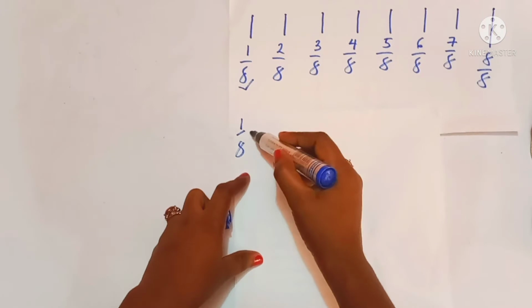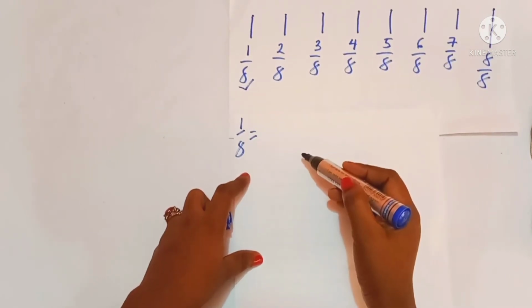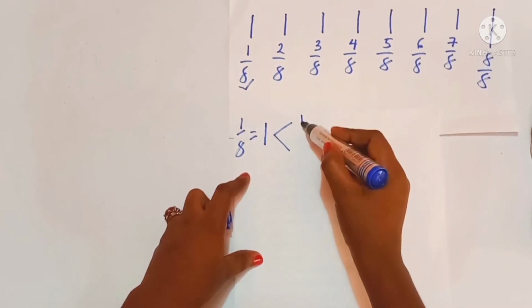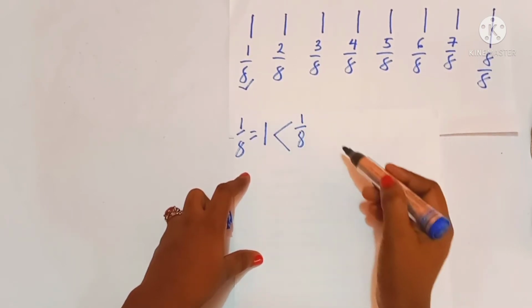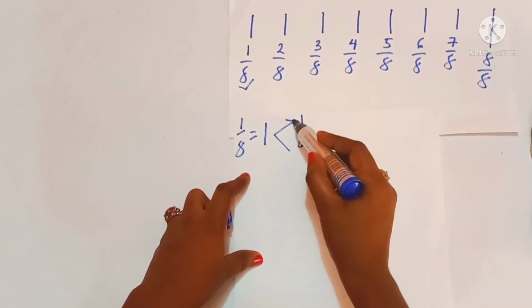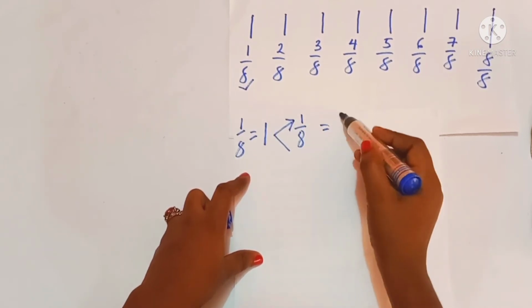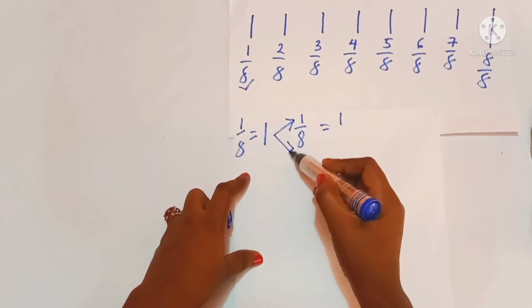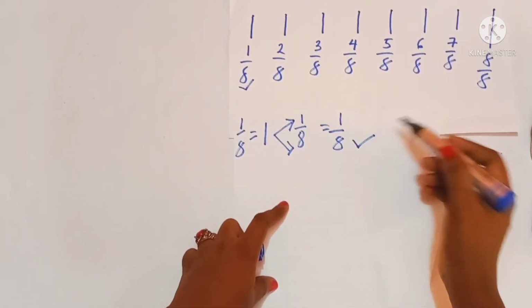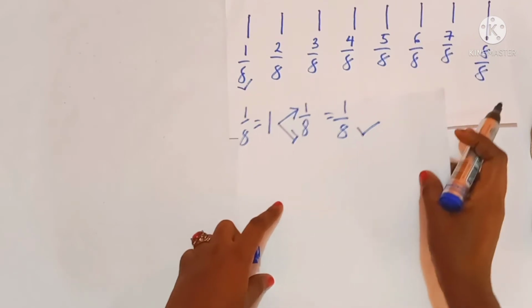So the top number or numerator here is 1. So we check if it can divide this. 1 in 1 will give us 1, 1 in 8 will give us 8. So we are done with this.